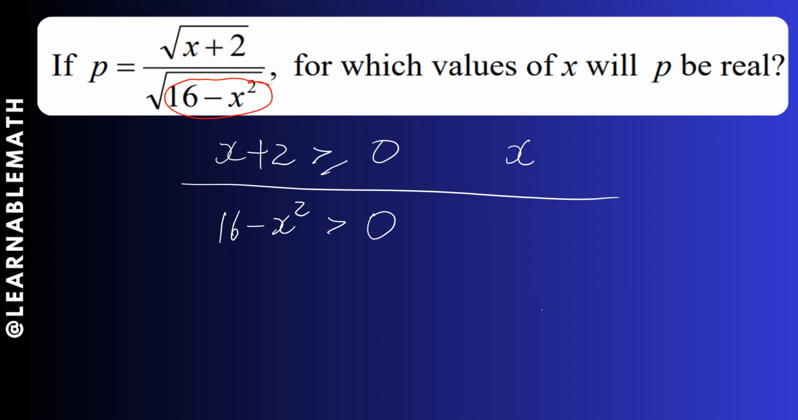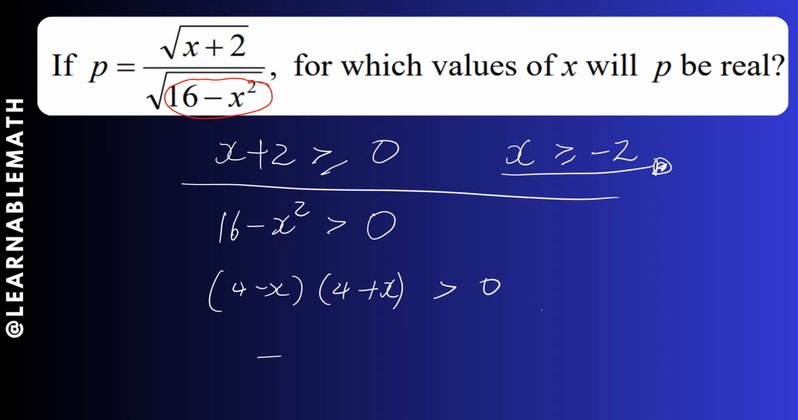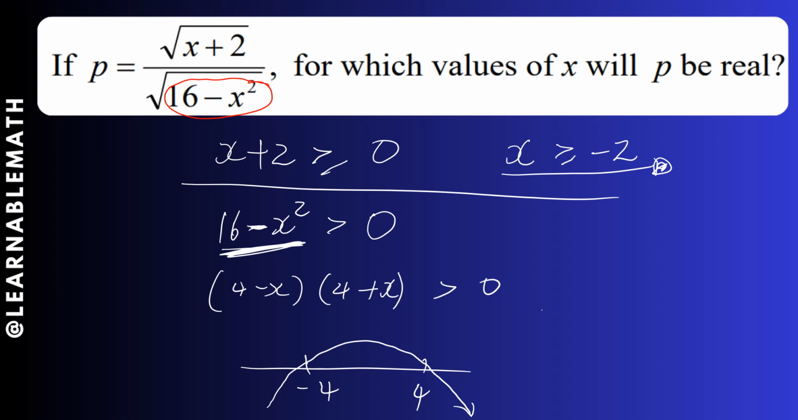This will be x must be greater than or equal to minus 2. When we come to this side, where this one is greater than 0, you can go and factorize first to get your critical values. It's (4 minus x)(4 plus x). So your critical values are negative 4 and 4, on a number line. This function has an a that is negative, so it will be like a sad face, because a there is negative.